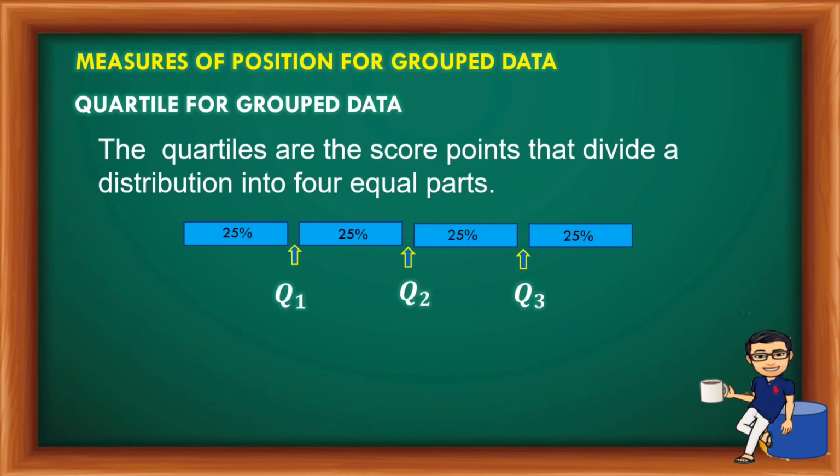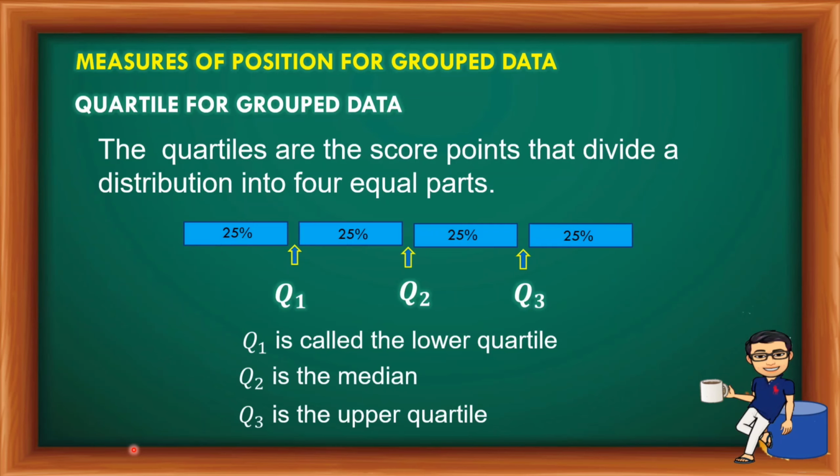Recall that the quartiles are the score points that divide a distribution into 4 equal parts, like what is being presented on our screen. Na-discuss na natin ito sa nakaraan nating panayam nang i-discuss natin ang ungrouped data for quartile, wherein we said that quartile 1 is called the lower quartile, quartile 2 is the median, and quartile 3 is the upper quartile. So, let us start knowing the formula for the group data calculation for quartile.